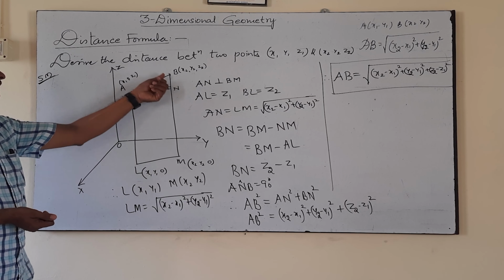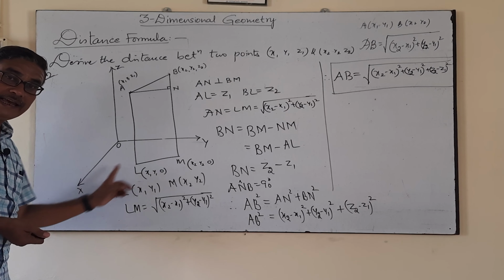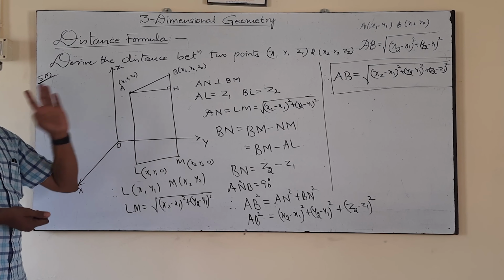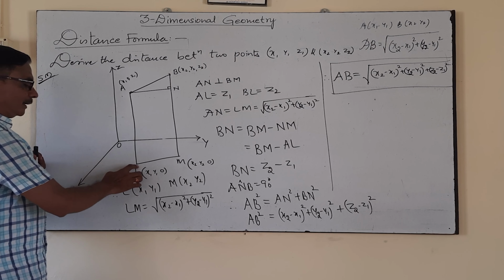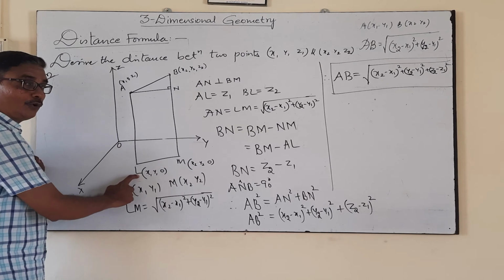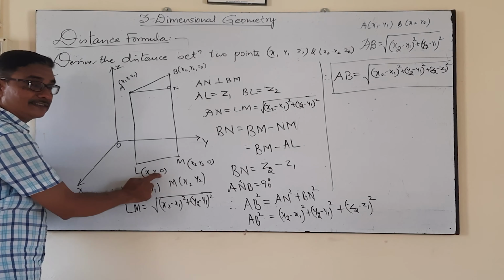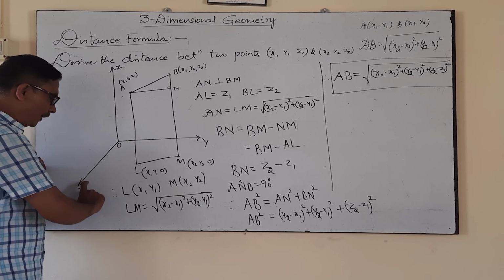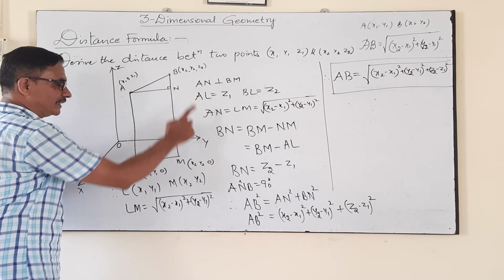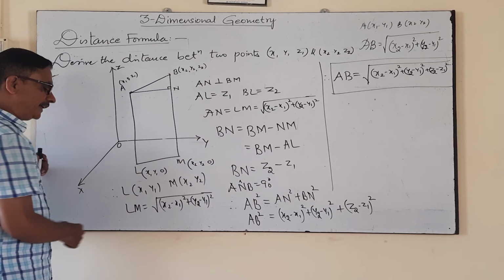Then construct from these 2 points, draw AL and BM perpendicular to which plane? XY plane. Again from the point A, draw AN perpendicular to BM. Since the point L lies on which plane? XY plane. Therefore, what are the coordinates of point L? X1, Y1, no Z axis value, that is Z value is 0. Similarly, M lies on the XY plane, coordinates of point M: X2, Y2, no Z axis value, that is 0. Therefore, L is the point x1, y1, M is a point x2, y2.